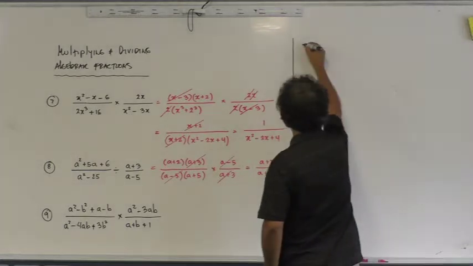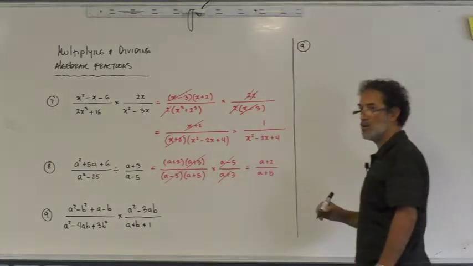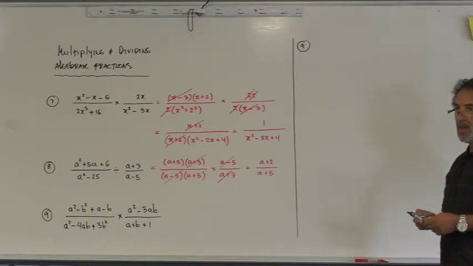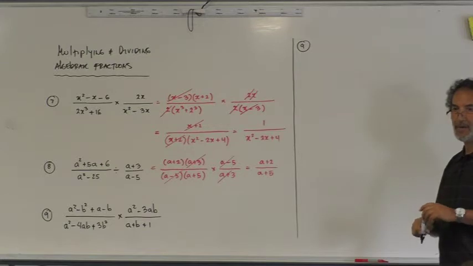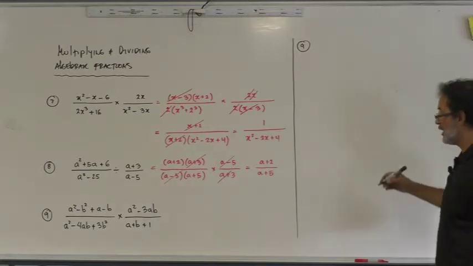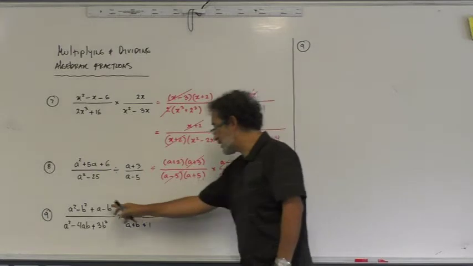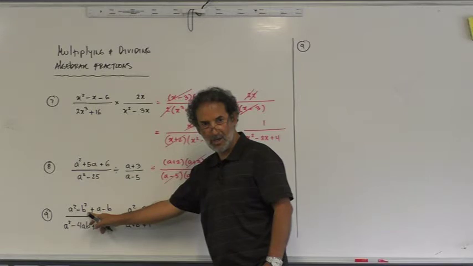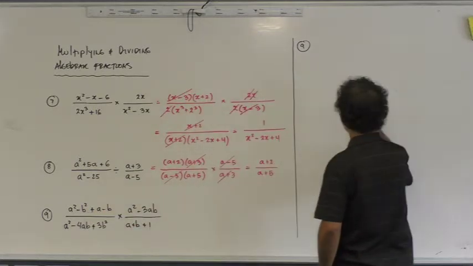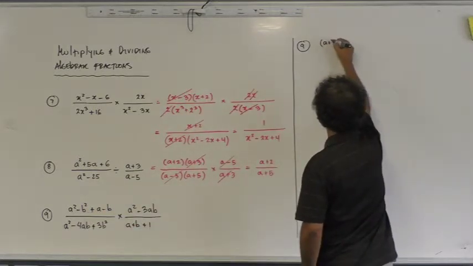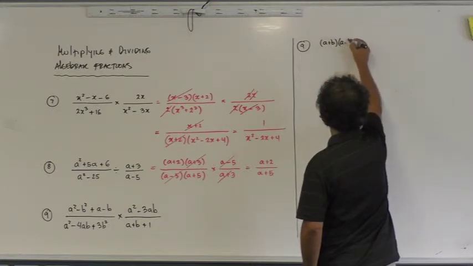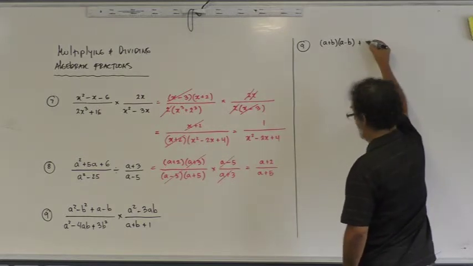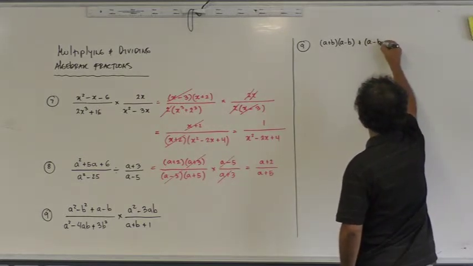Okay, question 9. You need to look at it this way. In question 9, can you see that the first part is the difference of 2 squares? We're going to factorize that as a plus b and then a minus b. But still next to it we have a minus b, and I'm going to put that in brackets, a minus b.